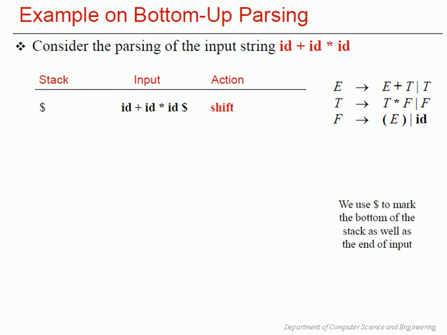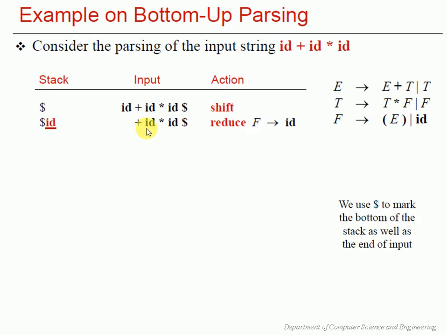Let us see the first step. In the stack we have dollar, which means the stack is empty. In the input we have the whole string id plus id star id, with dollar as the right end marker. The first action to be performed is shift. Shift means the token the input pointer points to has to be shifted onto the stack. You can see it in the next step: id is shifted.